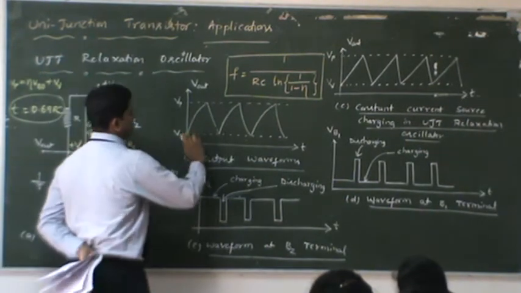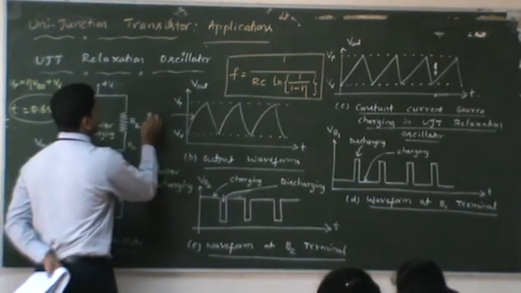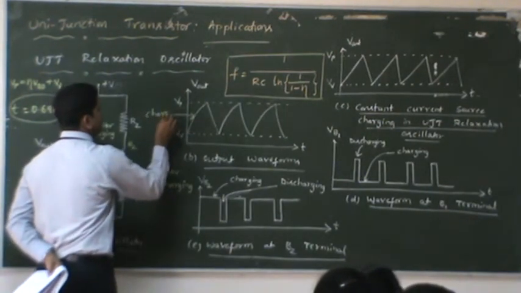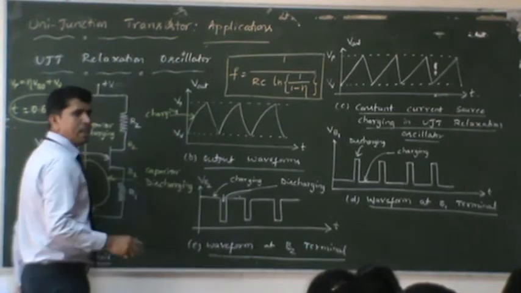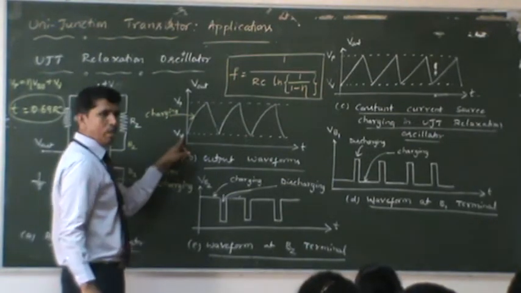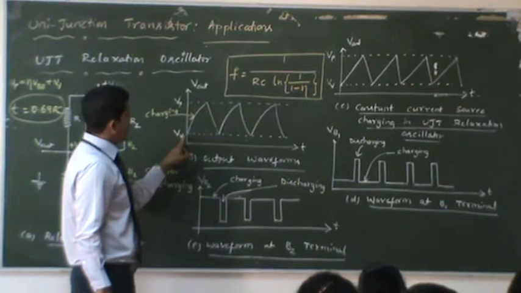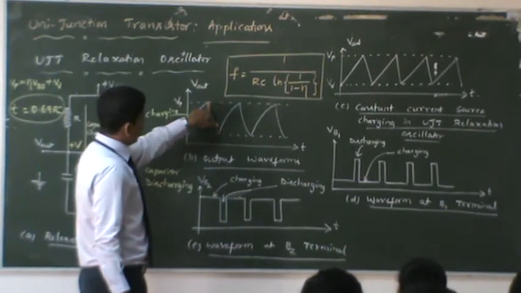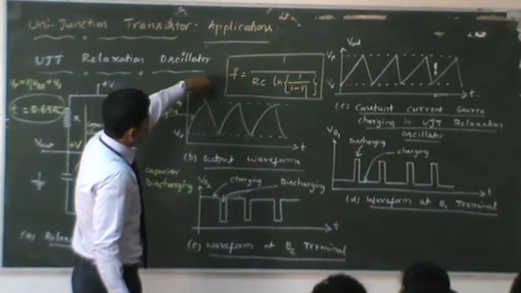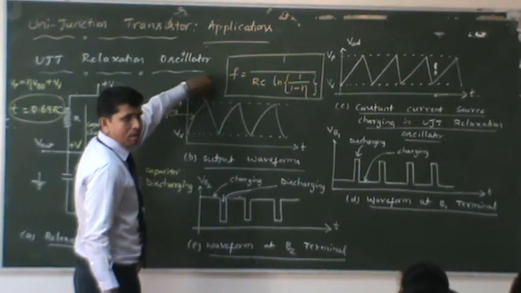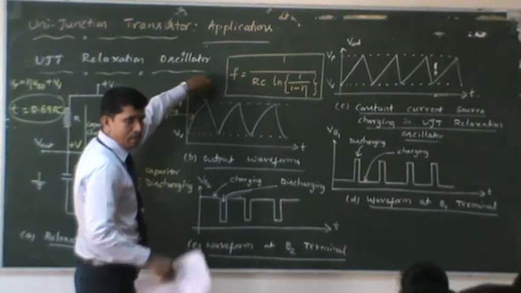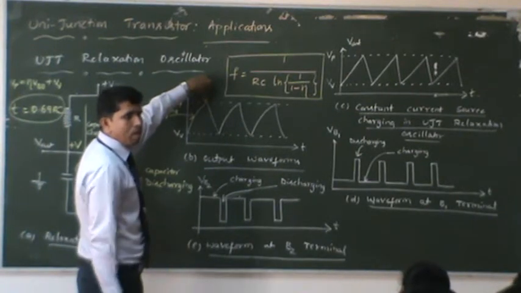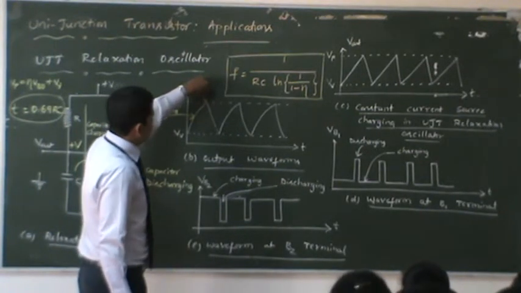Same thing I mentioned here, this is going to be the charging path. Look at where it has been started. How much can it charge? It can go up to VP. It cannot go beyond VP. And again look at this: once the capacitor is at this particular point, the capacitor is fully charged. That means the diode inside the UJT has been forward biased.